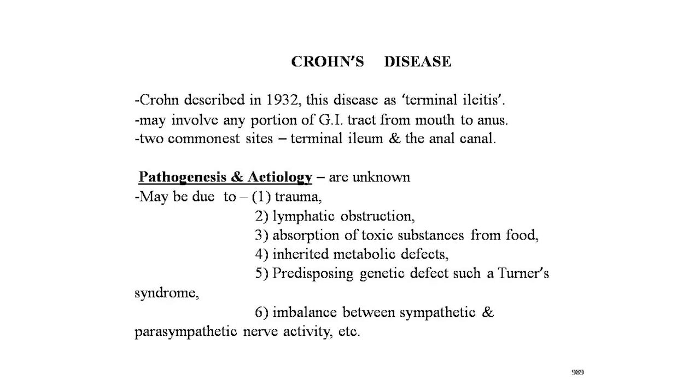Now the next point is Crohn's disease. In 1932, Crohn described this disease as a terminal ileitis. Gradually it was recognized that the disease, though most frequent in the terminal ileum, may involve any portion of the GI tract from mouth to anus. The two commonest sites of this disease are the terminal ileum and the anal canal.